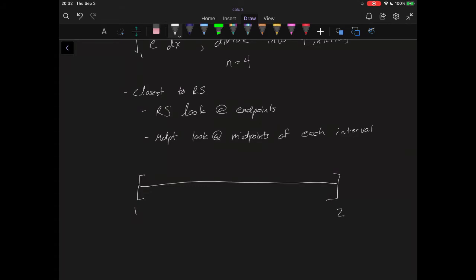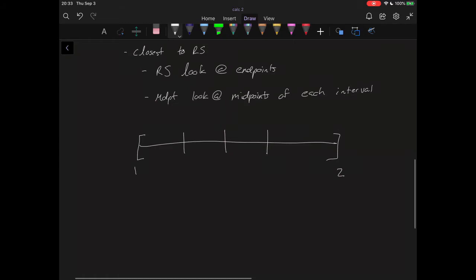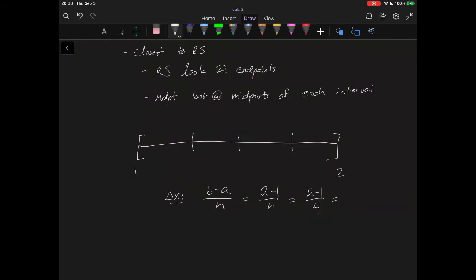So let's take the interval 1 to 2, and let's divide it into 4 even, 1, 2, 3, 4, almost even intervals. I'm not the best at drawing, but it's the numbers that matter in calculus. So let's find out what delta x is and allocate each of these points appropriately. So I think that's a little better. So delta x is the same as it was with the Riemann sum, b minus a over n. This will be 2 minus 1 over n, which is 2 minus 1 over the number of intervals we're dividing it into, 4, which is 1/4.